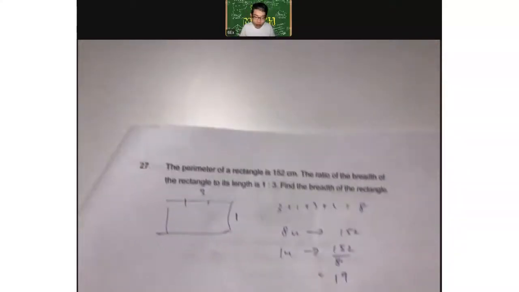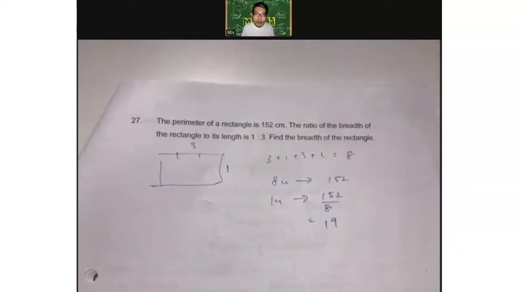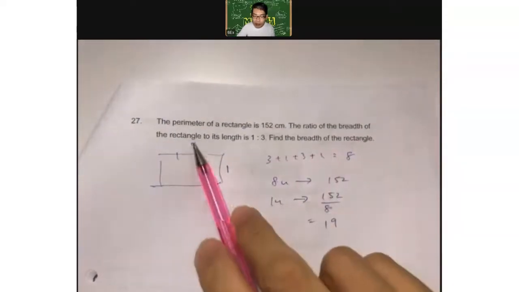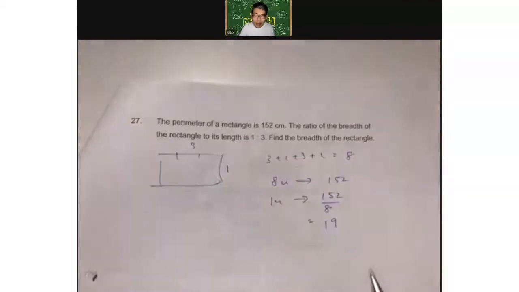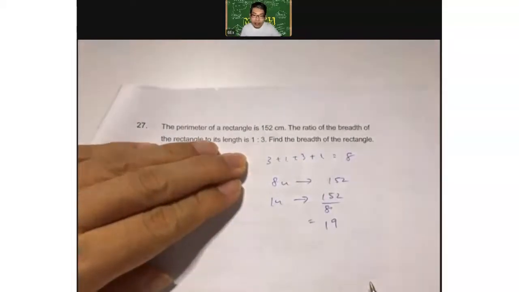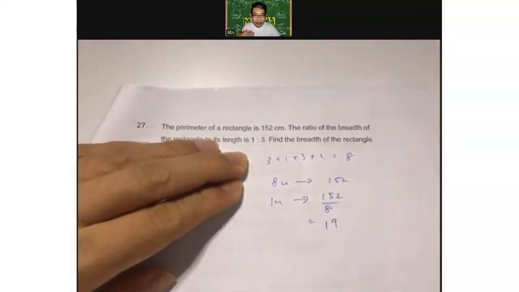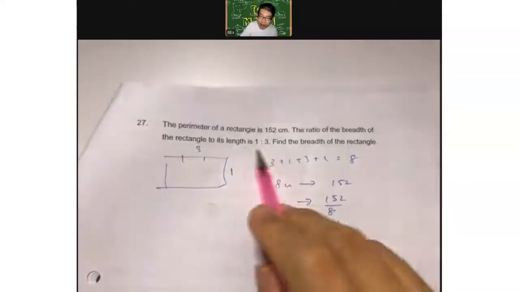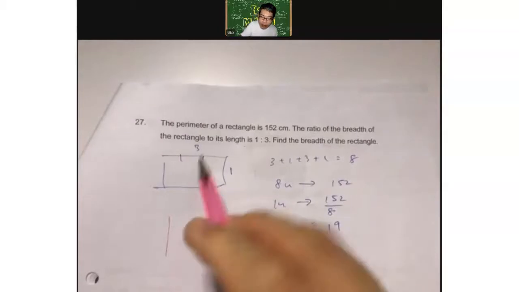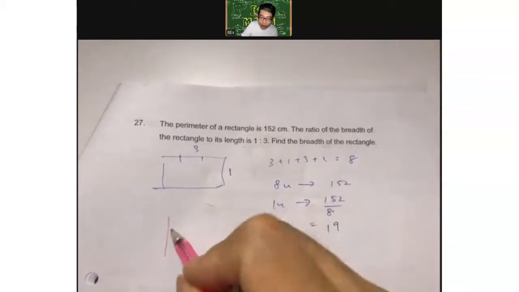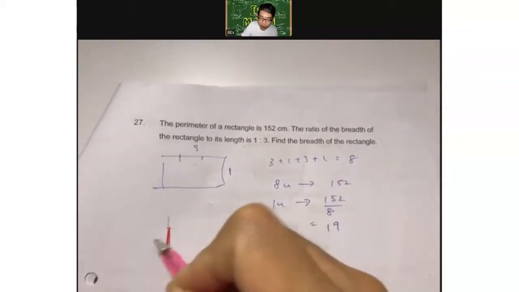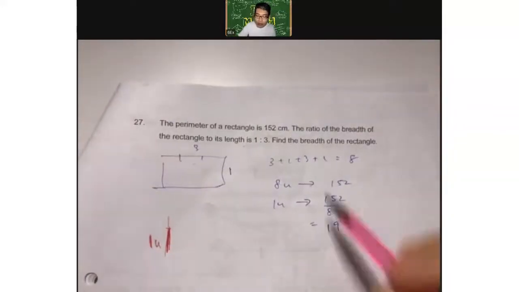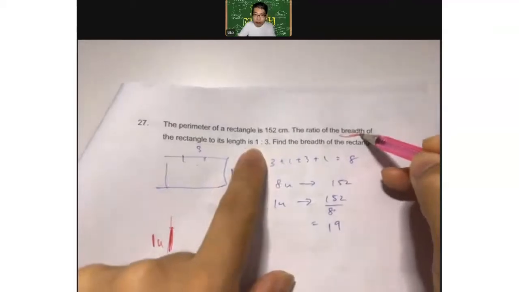Let's go to question 27. The perimeter of a rectangle is 152 cm. The ratio of the breadth of the rectangle to the length is 1:3. Now, you're not given a diagram. And if you're like me and pictures help you to understand better, just draw it out. What this means is the ratio of breadth to length. So this is the breadth, 1 part, 1 unit.